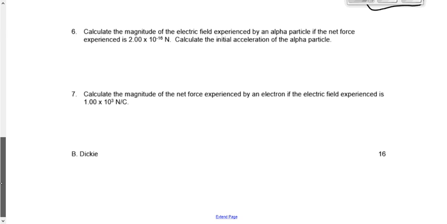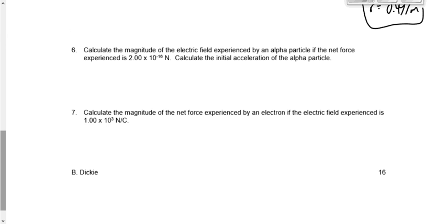All right, I want to look at number 7 as well. What's the magnitude of the net force experienced by an electron if the electric field experienced is 1 times 10 to the 3 newtons per coulomb? We don't know whether this is uniform or non-uniform. There's no indication whether it's a uniform or non-uniform electric field. But we do know that this electron is experiencing this field. When you see the word experiencing, then it's going to be an experiencer. So we're going to look at that middle equation, E is equal to F over Q.